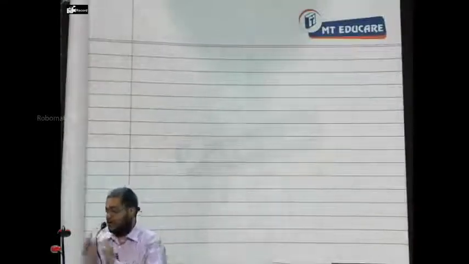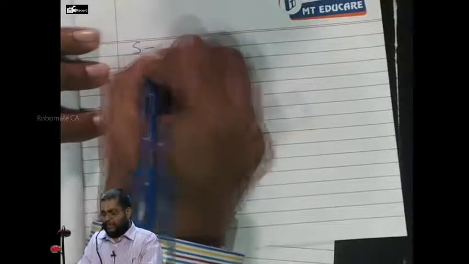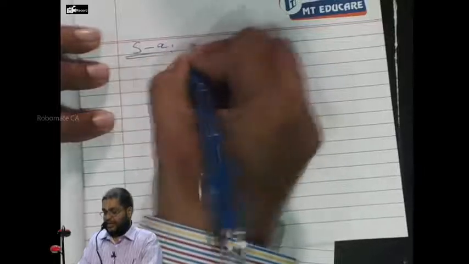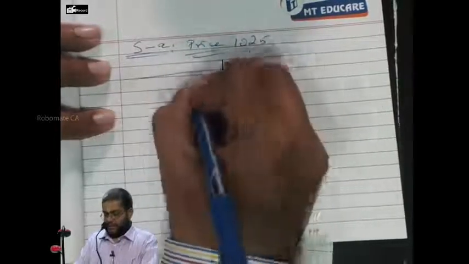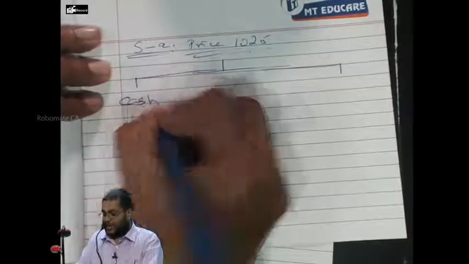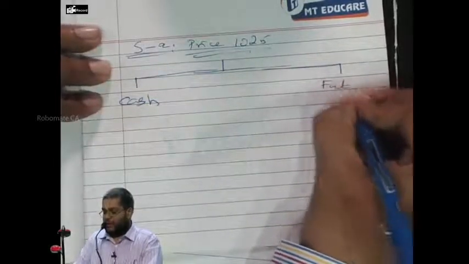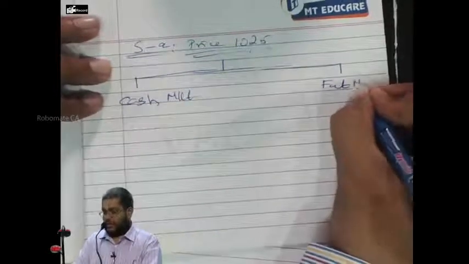This we did in the last class also; we continue to do it today. Situation A. The price closed at what? 1025. Answer my question: I am now in how many markets? Two markets. One is what? Cash market. Another is what? Futures market.